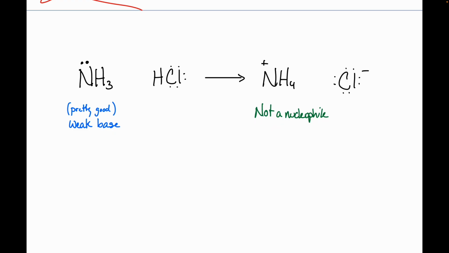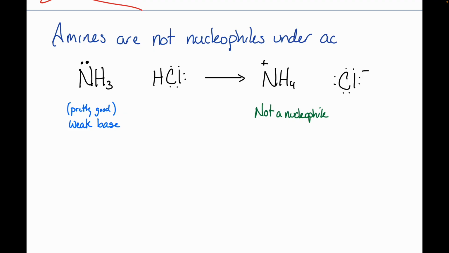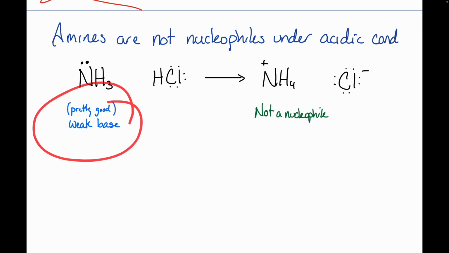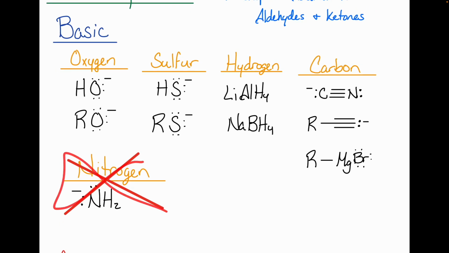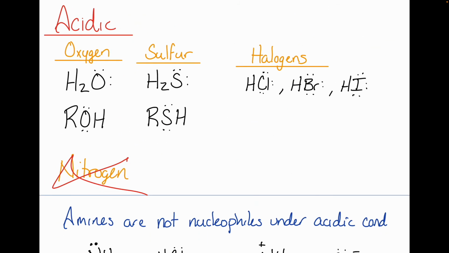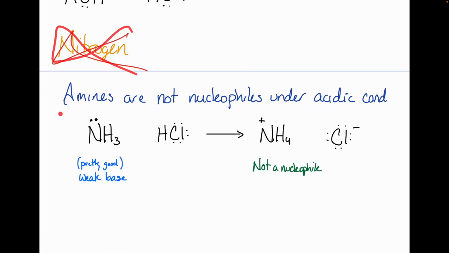So under acidic conditions, all right, we're just going to note here, amines are not nucleophiles under acidic conditions. They are instead going to be bases creating ammonium ions or aminium ions, and those are not nucleophiles. All right, so again, we left off nitrogen up here. We said that's because something weird's going to happen with our basic nitrogen nucleophiles. We also didn't include nitrogen down here, and that's because amines cannot be nucleophiles under acidic conditions.